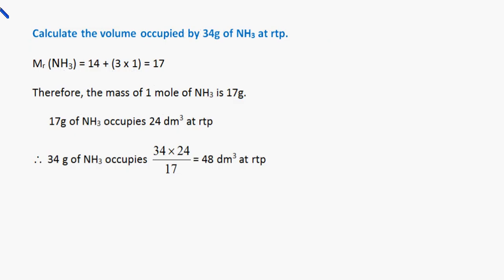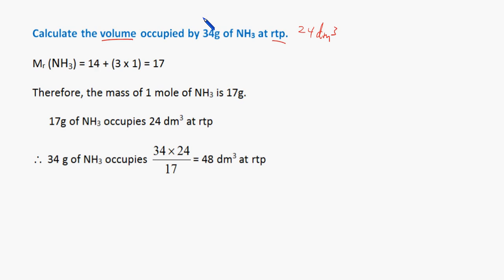And our last example, we want to calculate the volume occupied by 34 grams of ammonia at RTP. So RTP, we know is 24 dm cube. And the question is asking for volume. So therefore, volume should be on the right hand side.